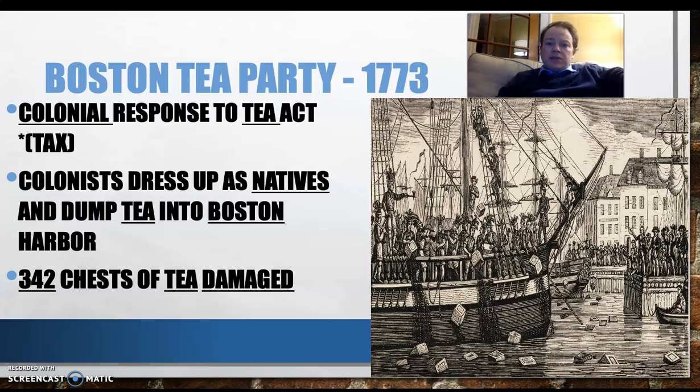So colonists dressed up as Native Americans and basically went into the tea that was held by the British in the harbor and dumped them out. About 342 chests of tea were damaged, basically wiping out the supply. In today's money, this was somewhere in the neighborhood of $2 to $3 million in damages. So this was a big, big, big protest and a big, big deal.